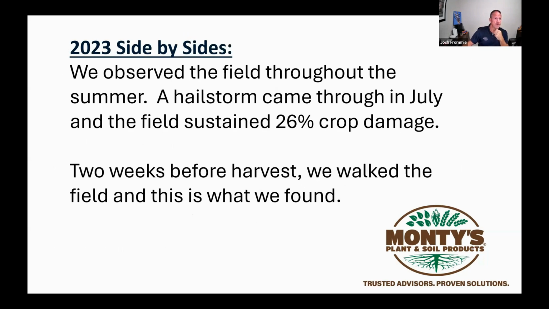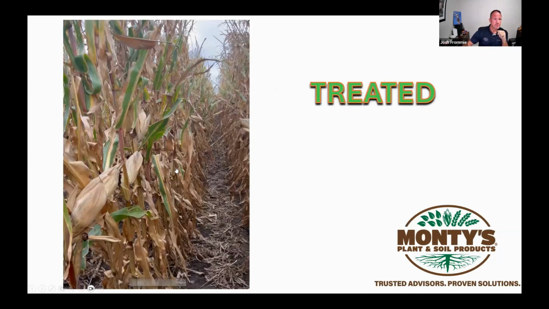We observed the field throughout the summer. A hailstorm came through in July, and the field sustained 26% crop damage per the crop insurance adjuster. Two weeks before harvest, we went out and walked the field, and this is what we found. Got a couple of quick videos here showing some differences, so I'll go ahead and play those. This was in the treated side.